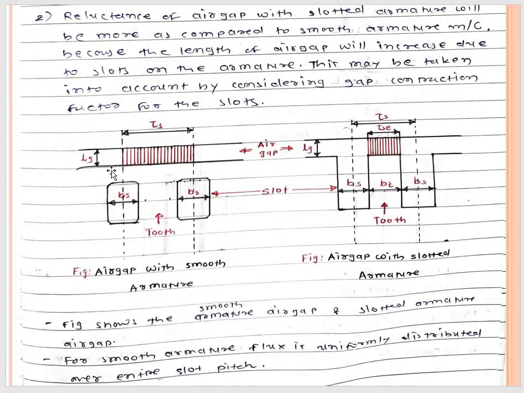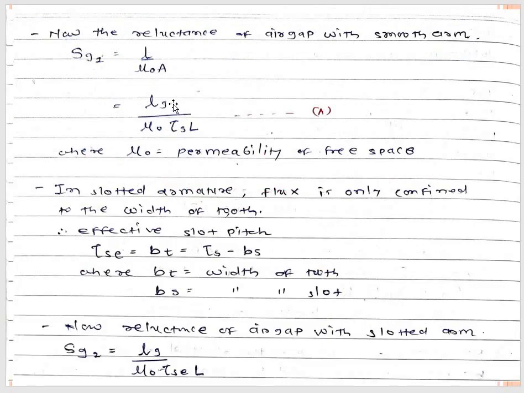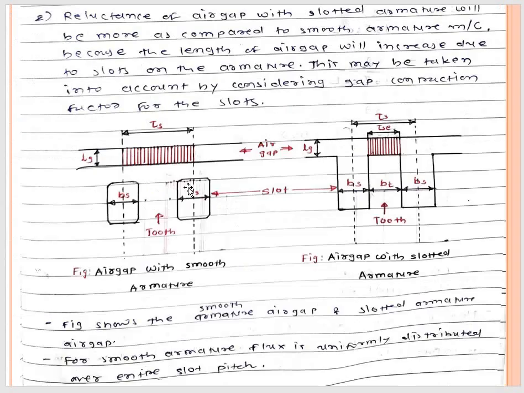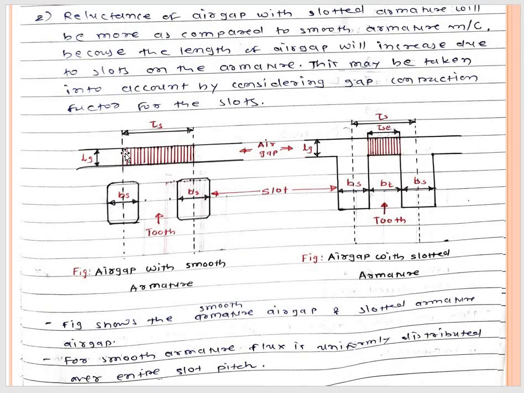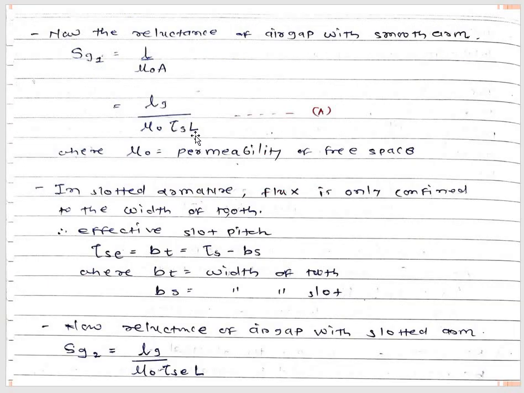But our actual L is Lg, our actual air gap length, divided by mu 0 into area, which is given by tau s into L. Flux is distributed over the length tau s, that's why it is multiplied with L, our gross length. So our area is given by tau s into L, where mu 0 is the permeability of free space.